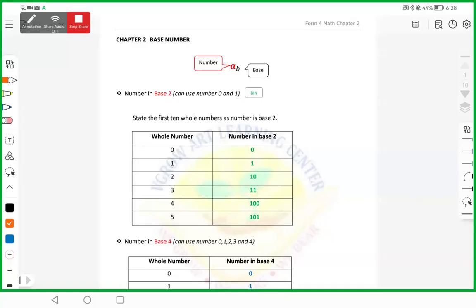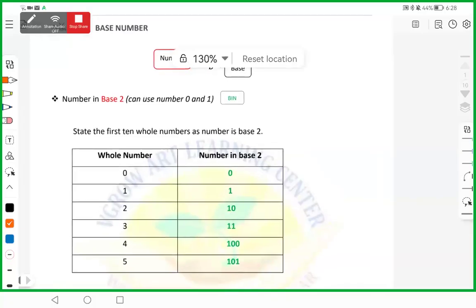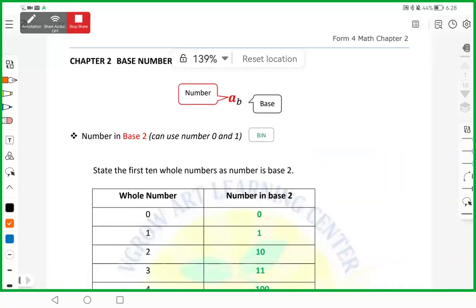Okay, so we'll start with chapter 2 today. Chapter 2 is about base number. Usually you'll see this base number in your coding or your ASK. Very similar. Sometimes we will use base number in coding or for other purposes.